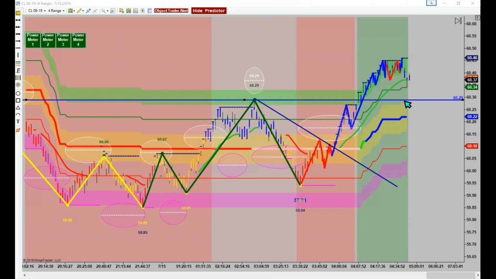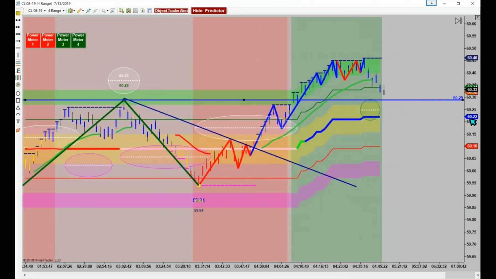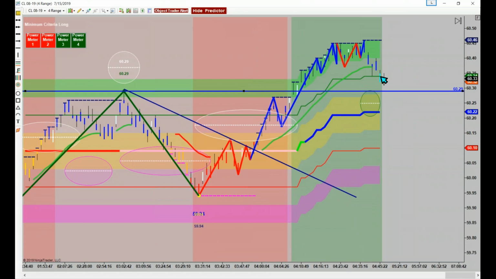Okay, so is this a trade, anybody? Yes or no? Because I don't personally think so. Now that is, see there? See the minimum criteria? Okay, let me pause this for just a second. This is a minimum criteria trade setting up right here. This is a cyan colored bar. It closed below line 6 and it closed below stealth. That is the criteria for a minimum criteria trade.